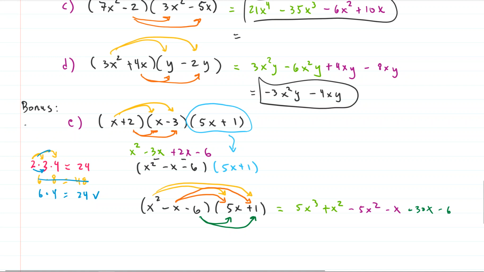And now we're just combining like terms. We only have one x cubed, so that comes down. We've got two x squareds, an x squared and a 5x squared, so we have -4x squared. And we've got two x's, and so -x and -30x gives us -31x. And then we have -6. There we go.